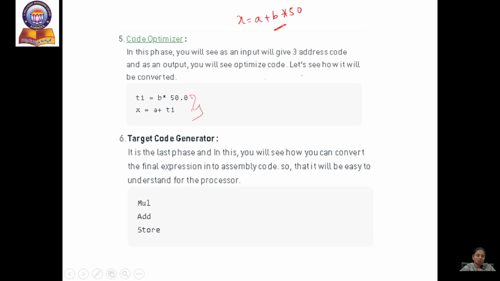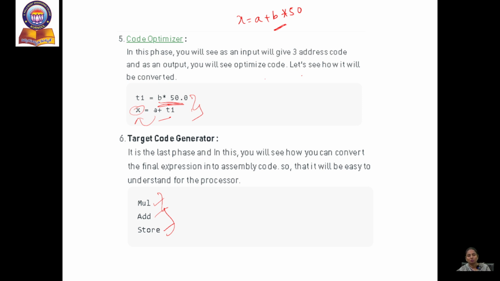Finally, these 2 statements have to be converted into the target code, that is the machine level language. So in the first step it does the multiplication, so that we can write the multiplication. Next it does the adding, and it stores the result into some variable. From this, it can be easily compiled and we have completed the compilation.